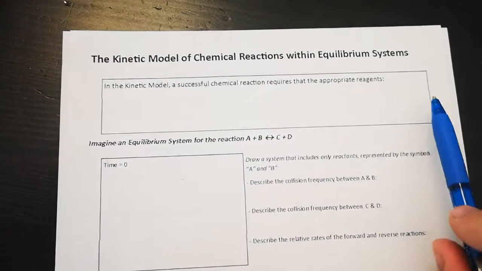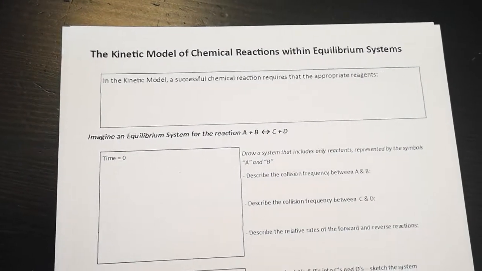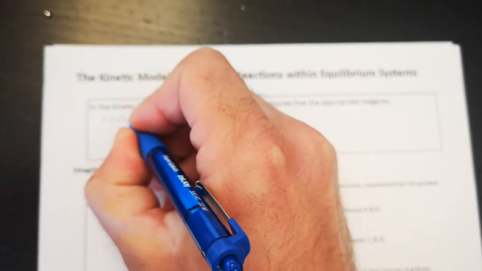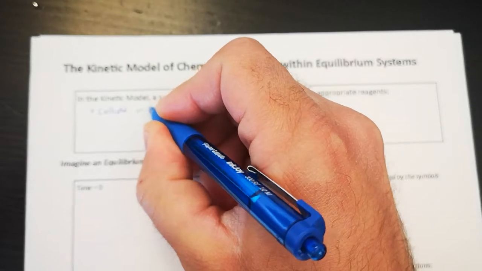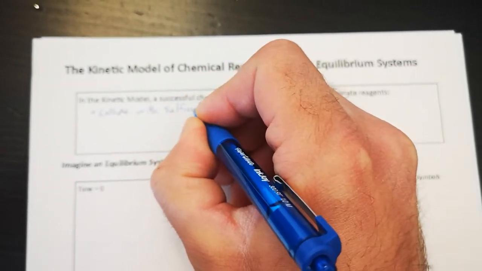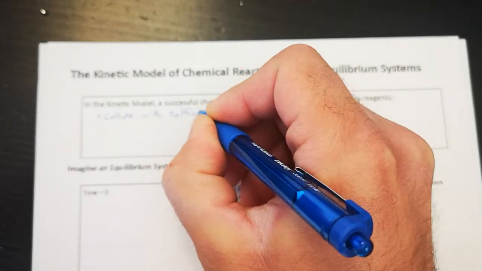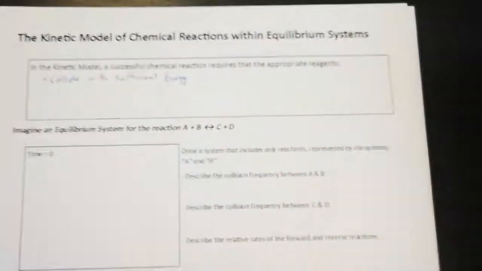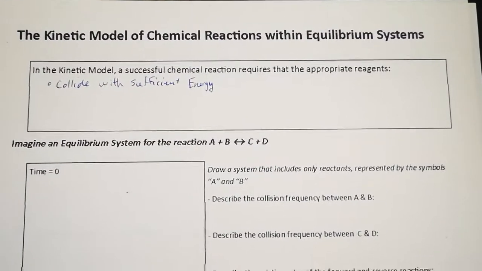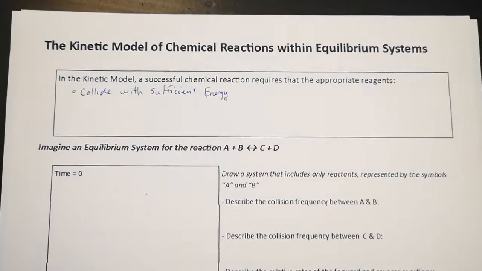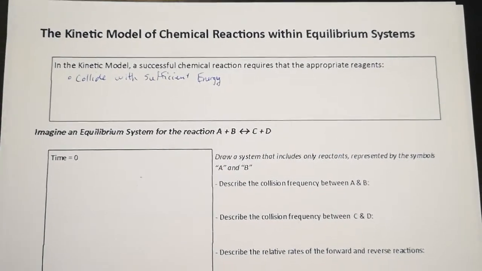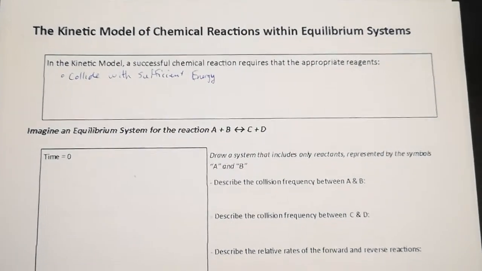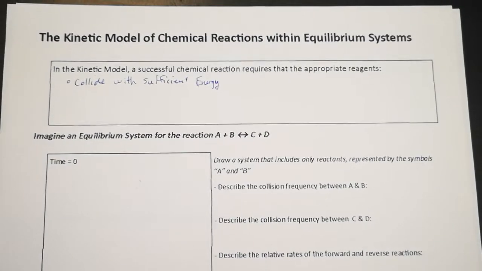So the first box at the top of our page here says, in the kinetic model, a successful chemical reaction requires that the appropriate reagents collide with sufficient energy. Meaning they have to smash into each other with sufficient energy to break existing bonds and make new bonds. So they have to overcome a certain energy threshold. If they bump into each other too lightly, no reaction. So if the collision has sufficient energy, it'll move forward. If it doesn't, it won't.